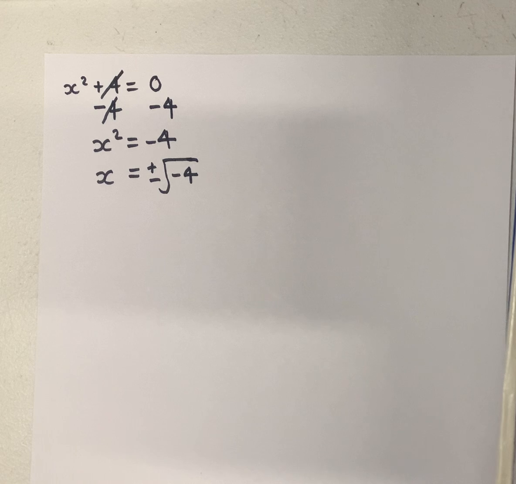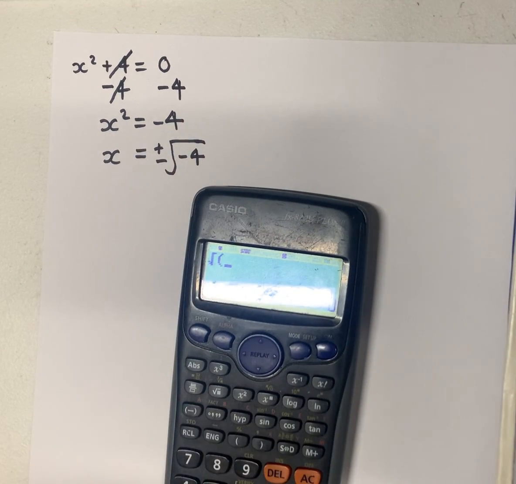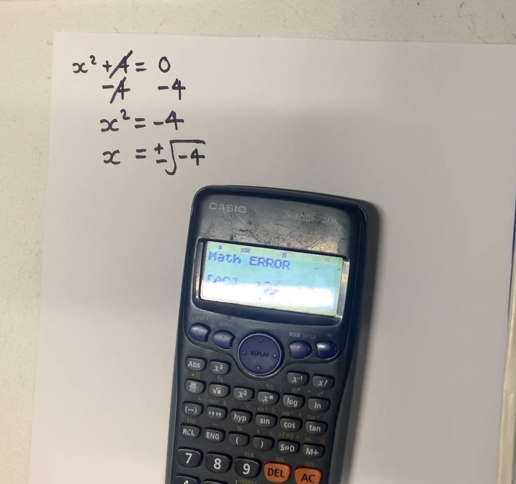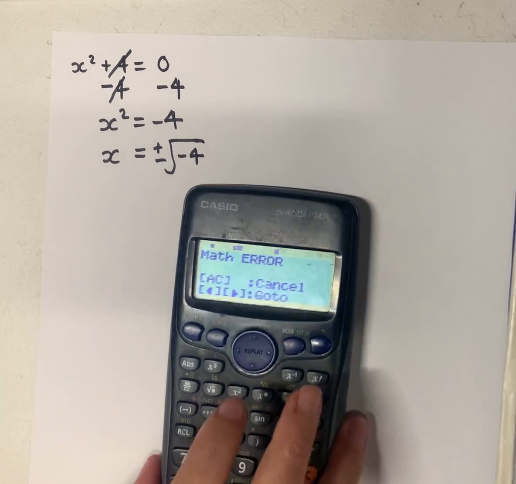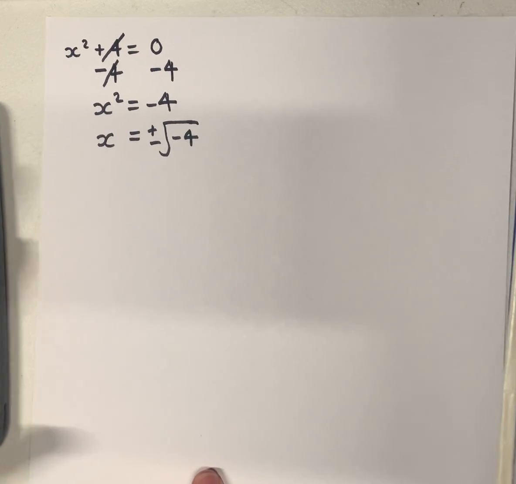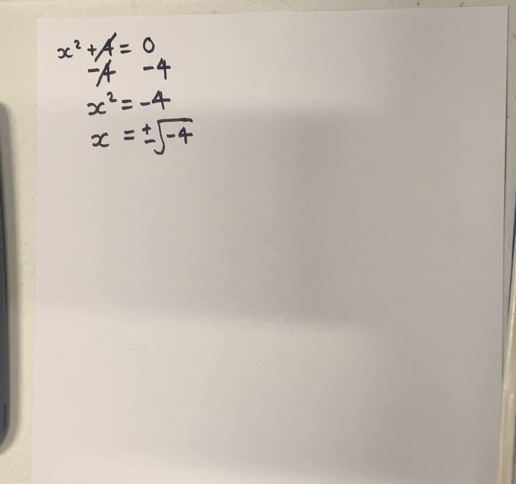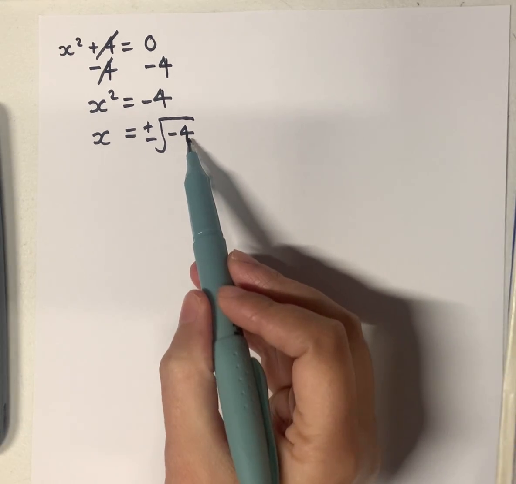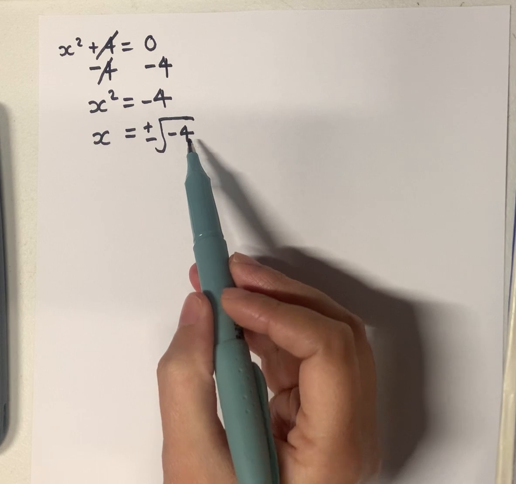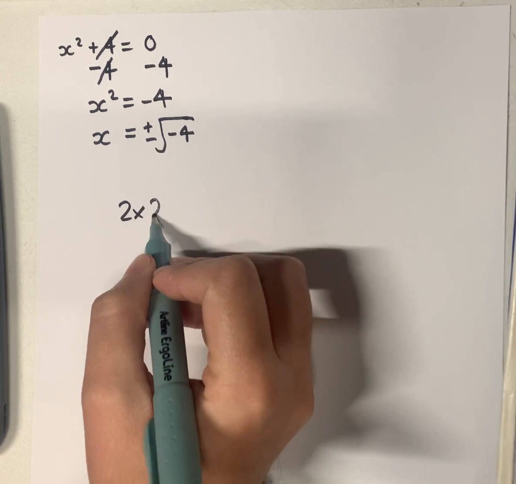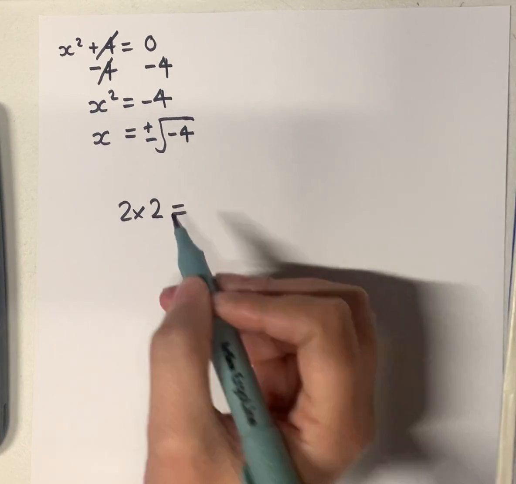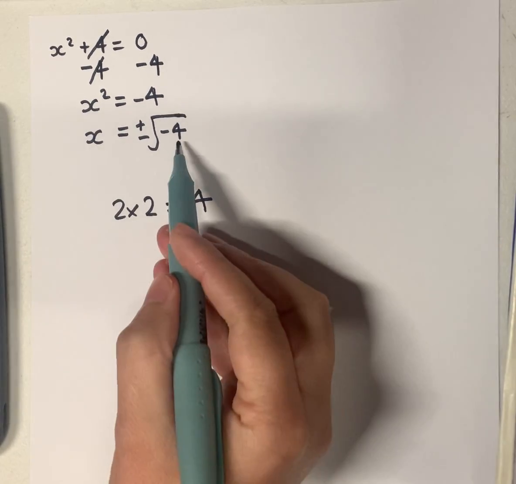Now what's the square root of negative 4? Is there a number that when multiplied by itself gives you negative 4? Well, the calculator says there's an error, and that's because you cannot take the square root of a negative number. There's no real number that when multiplied by itself gives you a negative number. And that's because, well, let's see, what's the square root of 4? 2. So let's try 2. So 2 times 2, 2 squared, gives you 4. So it doesn't give you negative 4.